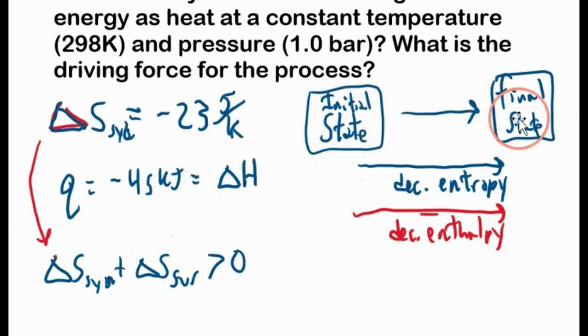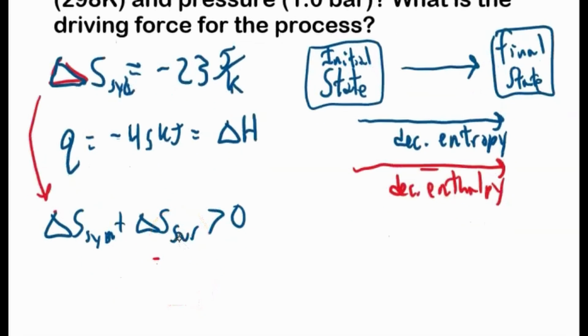This is becoming a more orderly state, or we're compressing things together, like going from a gas to a liquid. There are fewer possible arrangements, fewer microstates. Anyways, this is not the driving force for the process. It has to be the change in entropy of the surroundings. But why is the change in the surroundings greater than 0? This has to be much greater than 23 joules per Kelvin, so that this whole thing is positive. Well, we have this enthalpy.